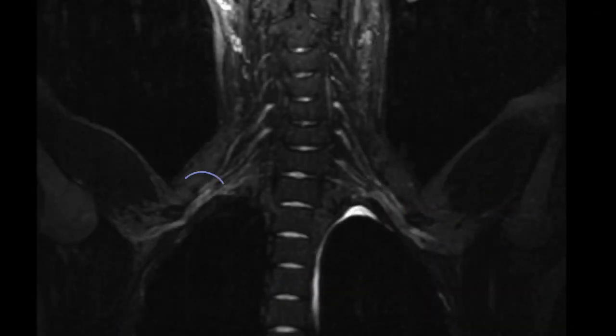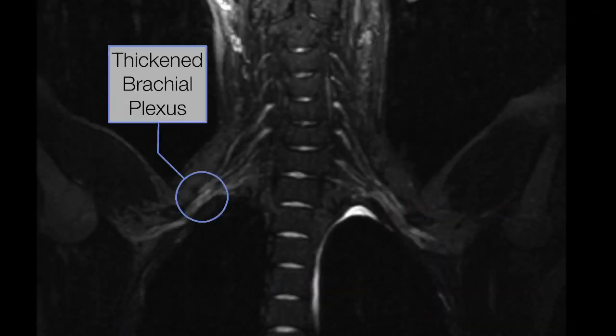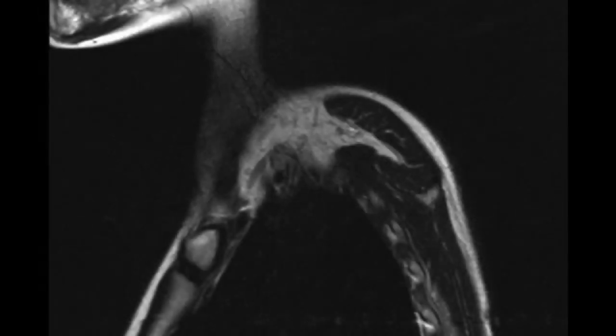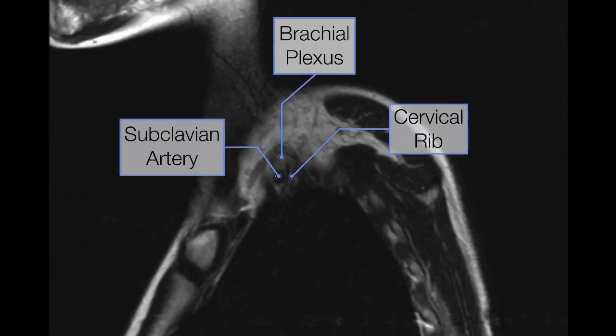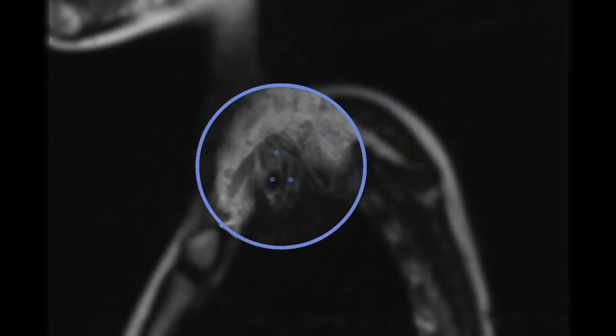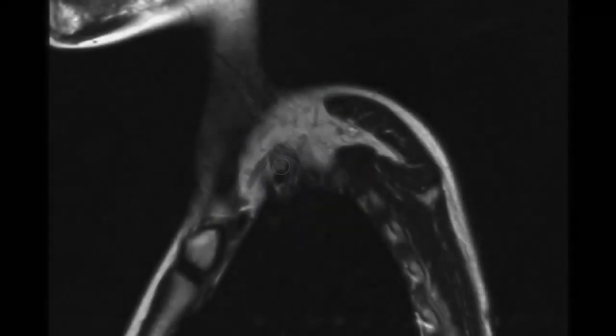Initial images of the brachial plexus demonstrate focal thickening and abnormal signal intensity in the divisions and chords of the right brachial plexus as they pass over the right first rib. Grayscale sagittal images through the same area demonstrate the thickened right brachial plexus with poor definition of internal structure, as well as a cervical rib, which is located inferior to the brachial plexus and inferior to the right subclavian artery.